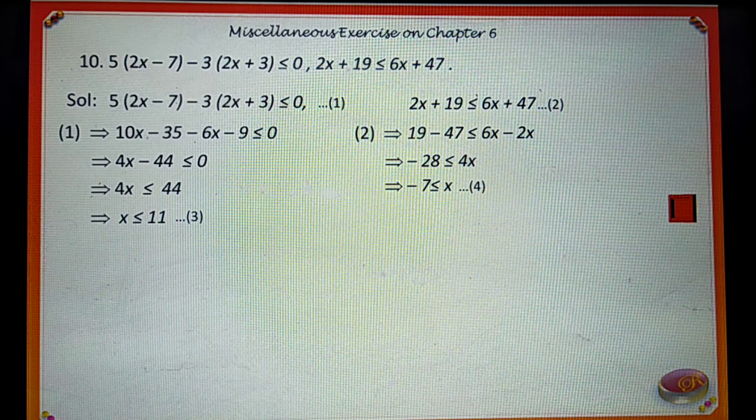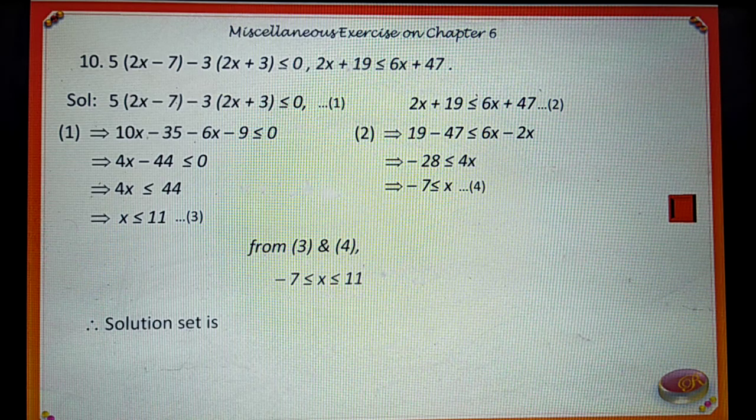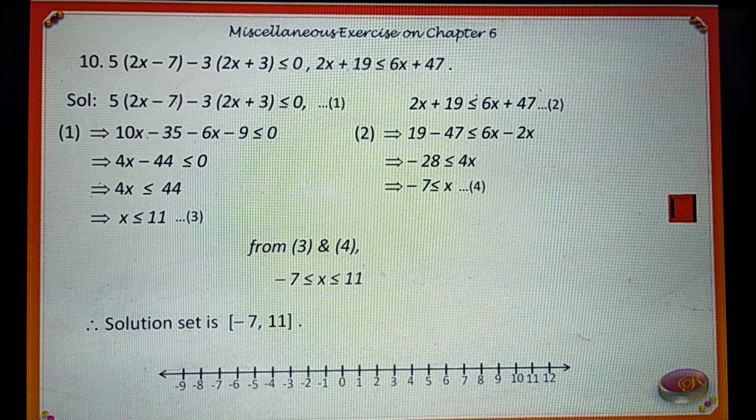From 4 and 3 we get −7 ≤ x ≤ 11. Therefore, the solution set is the closed interval from −7 to 11. Graphical representation of the solution set on the number line is as shown in the figure.